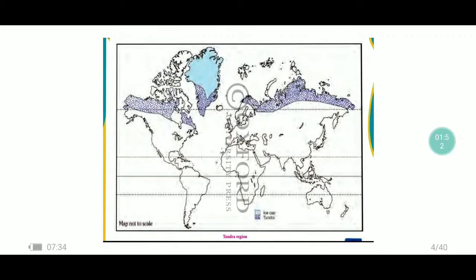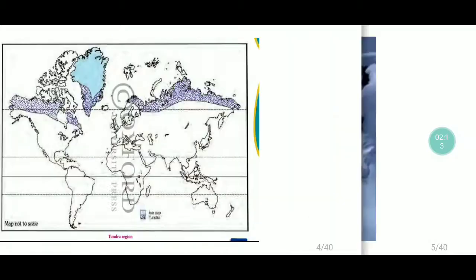As you can see in the map, it covers parts of Canada, Alaska, Greenland, Iceland, northern parts of Scandinavia, Siberia. Children, the continent of Antarctica in the southern hemisphere is permanently ice-bound.